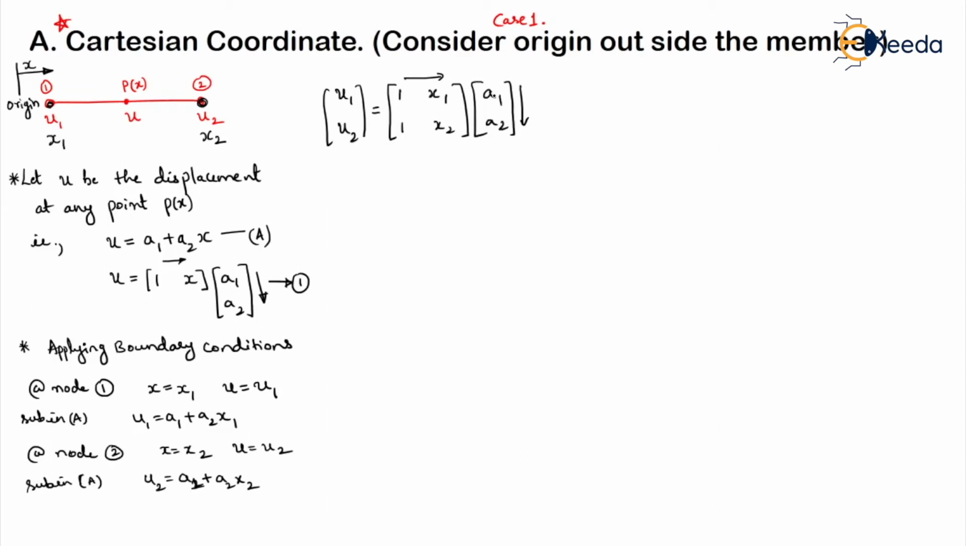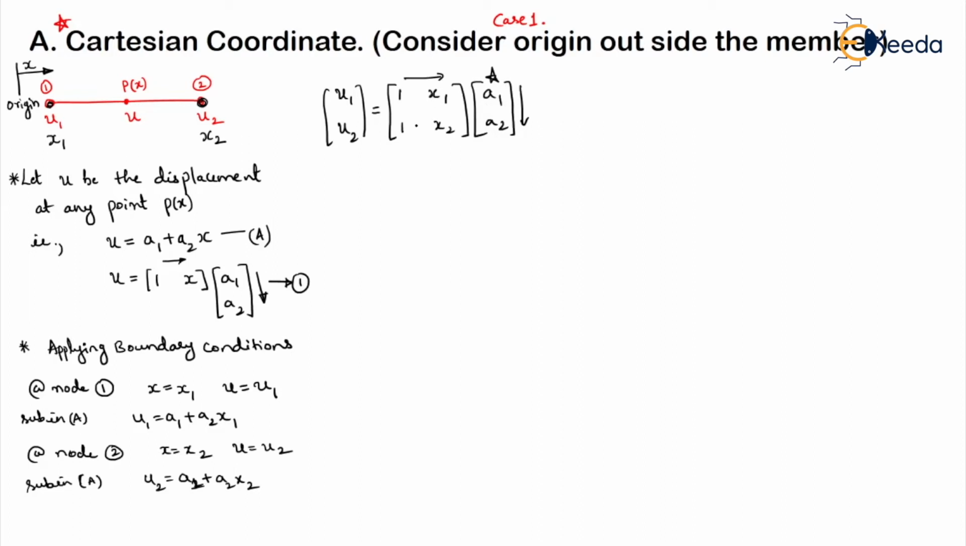See, 1 into a1 is what? a1. x1 into a2 is what? a2 x1, right? So that's how you're getting this u1. Similarly, 1 into a1 is a1, x2 into a2 is a2 x2. That's nothing but your u2. That is how you will get this, right? Now why are we doing this is to find this a1 a2 to substitute in this one.